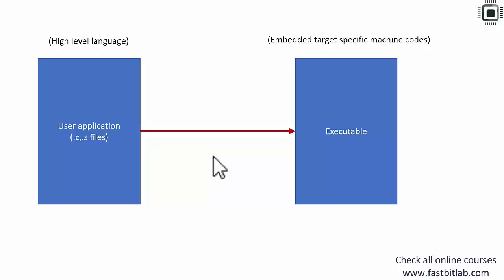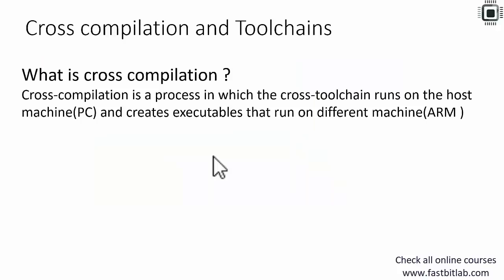Let's move forward. So now we have our sample program, that is .c files, that is actually written using the high level language, that is C. So now our goal is to convert the high level language file into an executable. An executable is nothing but a collection of embedded target specific machine codes for the high level language program you have written, isn't it? After that, this executable we are going to transfer into our target board, and we are going to run the program. For this, we have to do something called cross compilation.